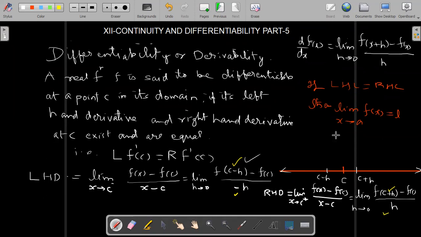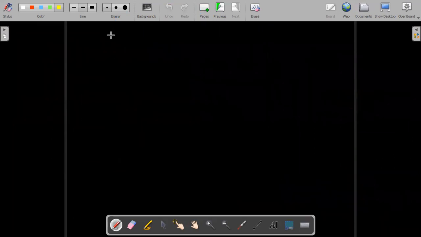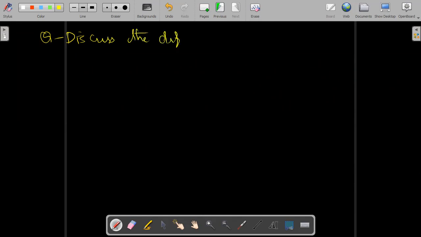Differentiability working rule: find the left hand derivative, the right hand derivative, and then decide the differentiability. Okay, so we have one question. Discuss the differentiability of the function f(x) equal to x square at x equal to 1. Very simple question.